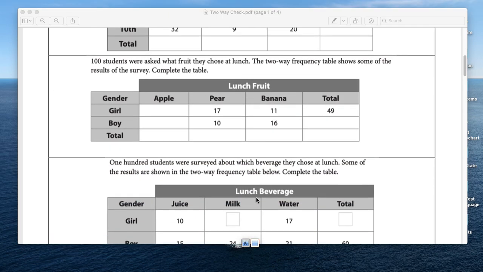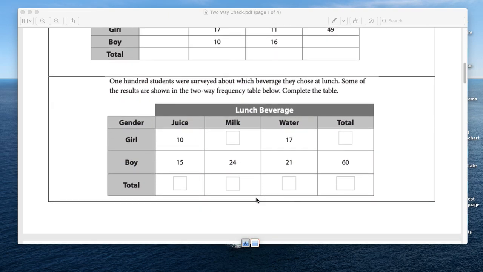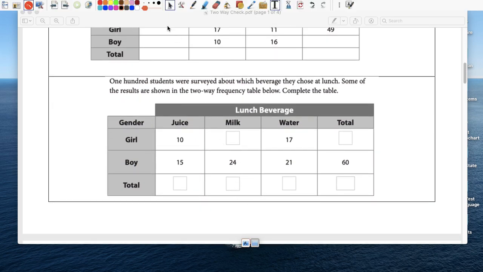So again, we're just going to fill this in today. Again, 100 students were surveyed, so right off the bat, we know the total is 100. They were surveyed about which beverage they choose at lunch. So they were split up into gender, boy and girl, and then the other choice was either juice, milk, or water. So right off the bat, we can fill in these two. Something plus 60 is 100, so that would be 40, right?